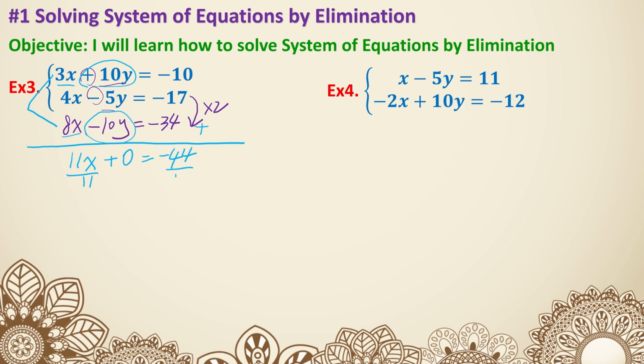Divide both sides by 11. X equals a negative 4. Afterwards, I can just put it back into the equation, because I solved for x equals -4, so I can replace the x with -4.